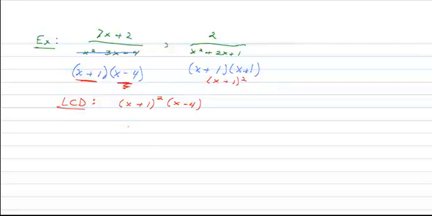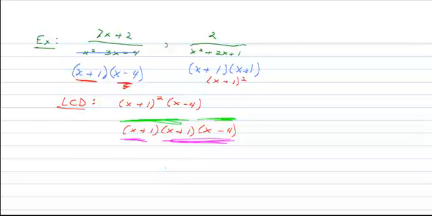I'm going to write that a little differently now. X plus 1 times x plus 1 times x minus 4. Here's my first denominator. If I multiply that by x plus 1, I'll have the LCD. On the other hand, here is my second denominator. So if I multiply that by x minus 4, I'll have my LCD.